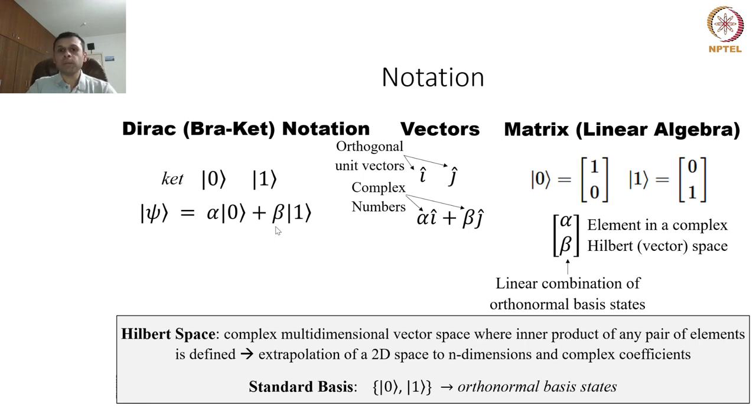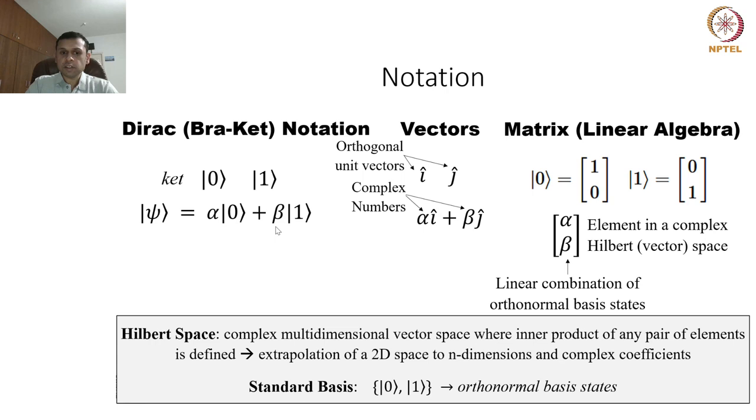If you think of a 2D plane with an x-axis and a y-axis, and you have a unit vector that aligns with the x-axis and a unit vector that aligns with the y-axis, you can represent any point on the 2D space as a linear combination of the unit vectors of the x and the y. A Hilbert space is nothing but an extrapolation of two-dimensional space to n dimensions, and the coefficients are complex numbers. So the mathematics remains very similar. It's just that you have a different kind of space.